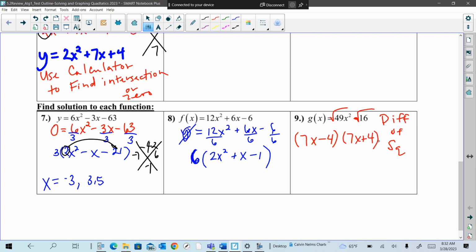But you also have to remember this is equal to 0 to solve it. So each term, 7x minus 4 is equal to 0, and 7x plus 4 is equal to 0. Get your factors, but make sure once you get your factors, your parentheses, make it equal to 0. So x here is going to equal a positive or a negative 4/7 when it's all said and done. Okay.